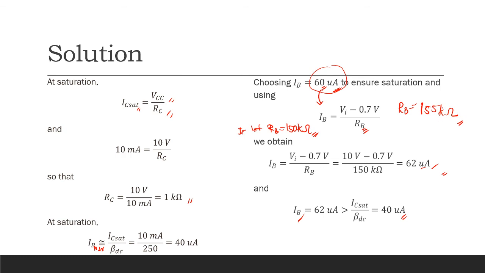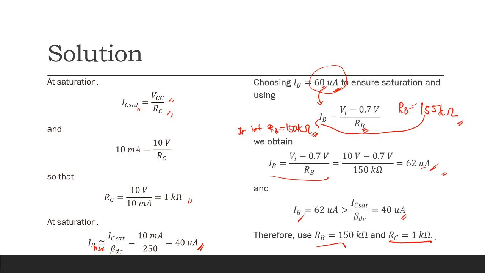So, therefore, gamit tayo ng iba. Ang ginamit natin is 150 kasi available yan. Now, kung 150, syempre, itetest pa natin kung pwede talaga siya. Para malaman natin, i-substitute natin siya dito sa equation natin. And nakuha natin is 62 microamperes, which is still greater than IB max natin na 40 microampere. So, therefore, we can use RB as 150 kilohms and RC at 1K.